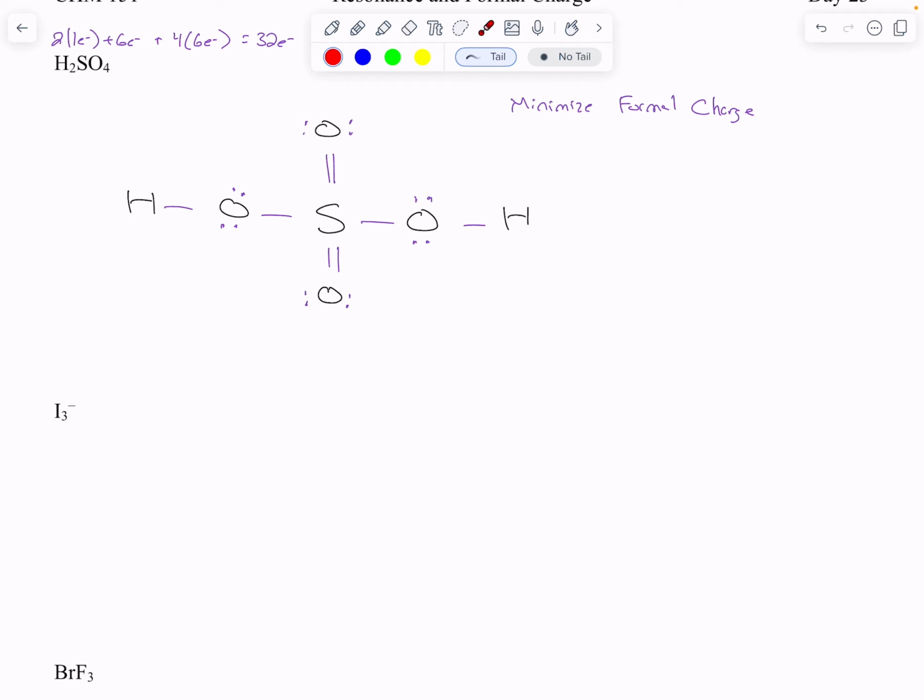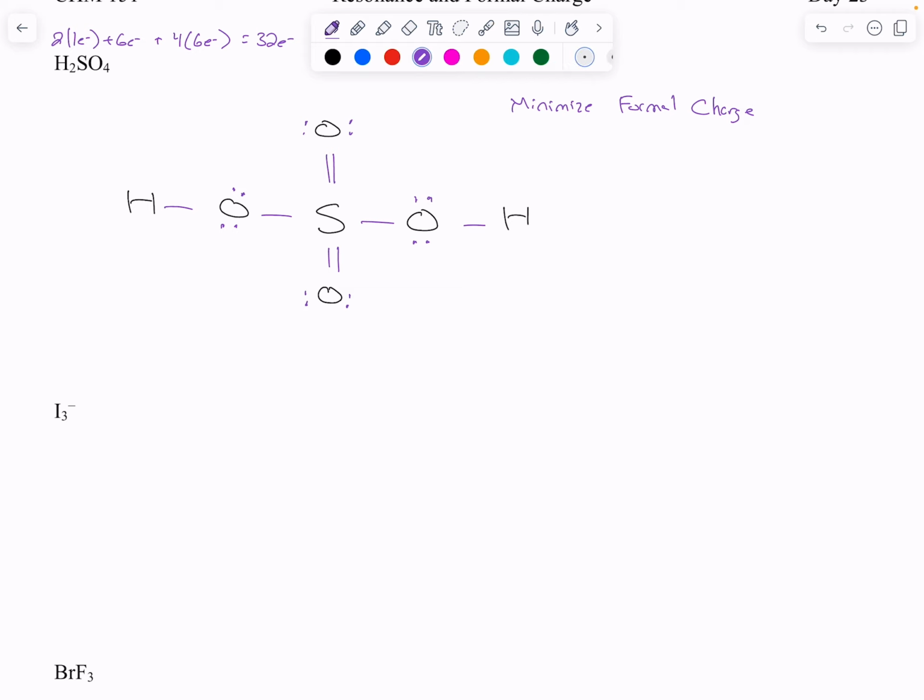Now, when you're doing homework or tests, make sure you note whether it tells you to minimize the formal charge or complete the octet. If you complete the octet, that's all you need to do. There are no double bonds, and everything's happy with 8. You're good. If you want to minimize formal charge, that's the way you have to do it. So just be mindful of what it is actually saying when you read the problem.